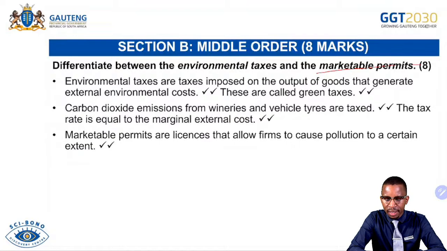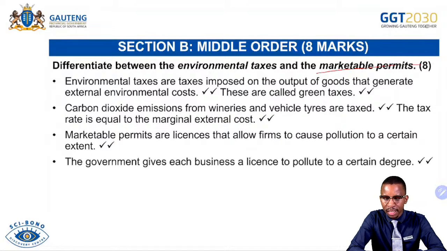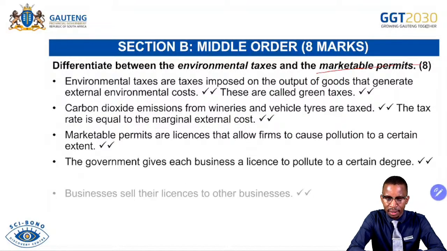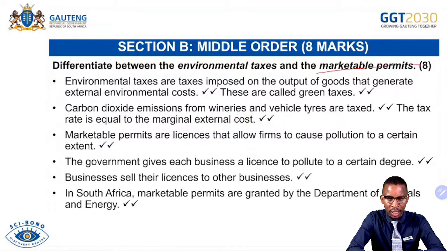Marketable permits are licenses that allow firms to cause pollution to a certain extent or degree. The government gives each business a license to pollute at a certain degree. Businesses sell their licenses to other businesses in case they have more licenses to cause pollution. In South Africa, marketable permits are granted by the Department of Mineral Resources and Energy.